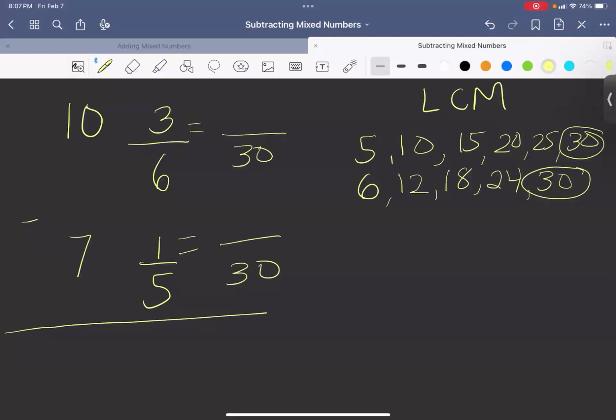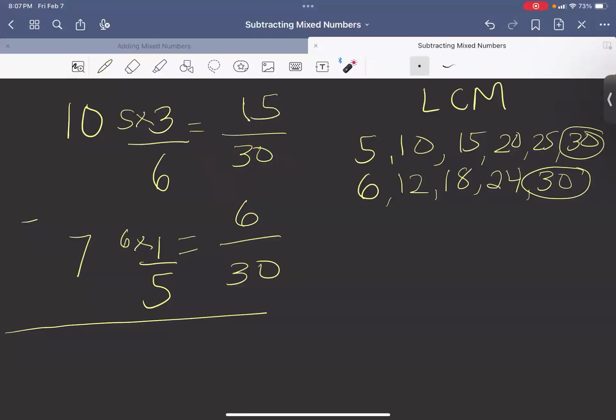Now I can subtract. So I'm going to divide the denominators and then multiply that number, which is the quotient, by the numerator. So 30 divided by 5 is 6, and 6 times 1 is 6. Now I'm going to do this one. 30 divided by 6 is 5, and 5 times 3 is 15.